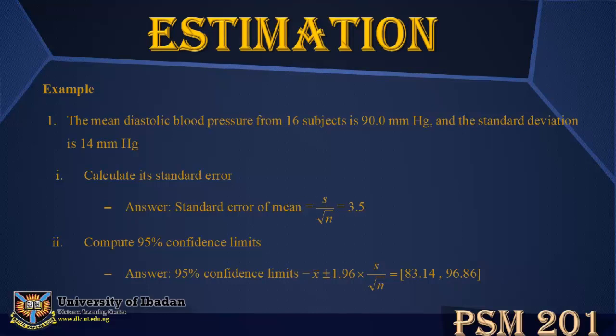Answer: 95% confidence limit is equal to x bar plus or minus 1.96 times S over square root of n, which is equal to 83.14, 96.86.